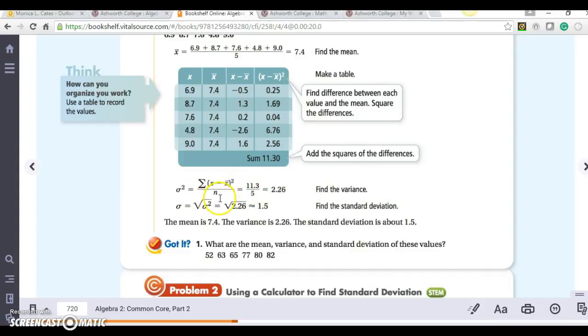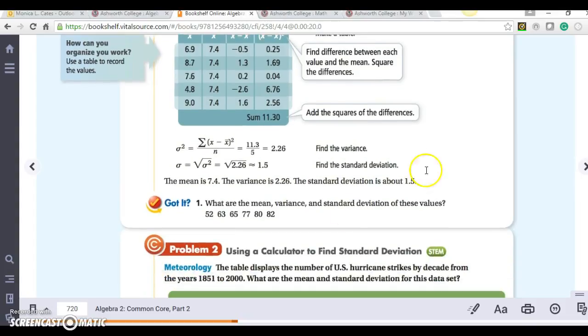And they put it in the notation form, where we're just saying that it's the sum of the difference squared divided by the amount that we have. And that gives me a total of 2.26. Now, in order to find the standard deviation, I need to take the square root of this value, which is going to give me 1.5. So the mean is 7.4, the variance is 2.26, the standard deviation is about 1.5.